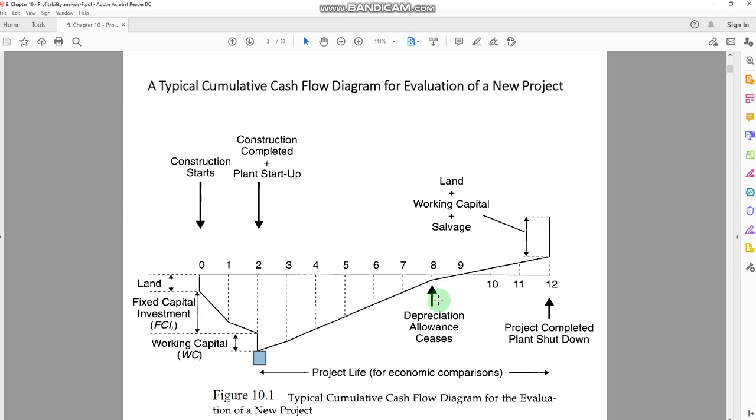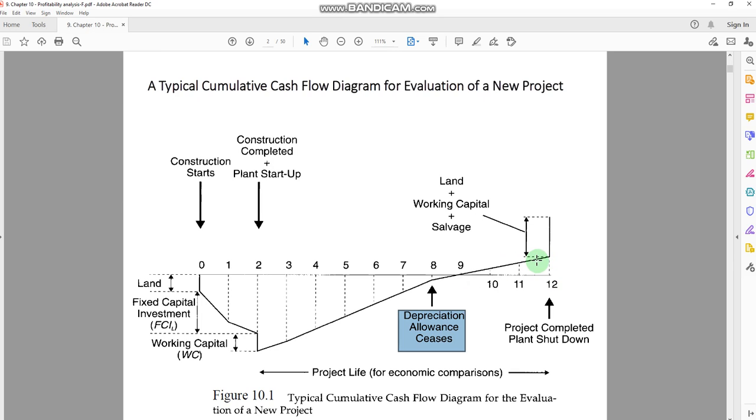And here you would see the depreciation allowance that would cease at the end of year 8. We have seen that the IRS is the agency that gives you the lifetime of the equipment, and here we have specified the lifetime to be 6 years. So 8 minus 2, it will be 6 years here: 1, 2, 3, 4, 5, 6 years that will allow you to get the depreciation allowance, and after that you have to pay the full tax.